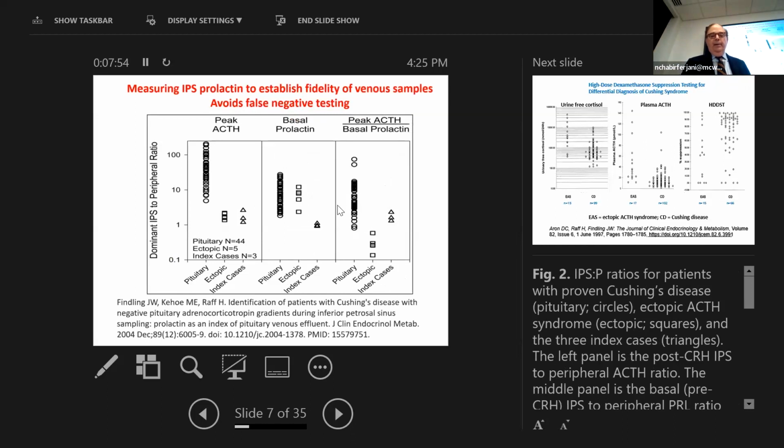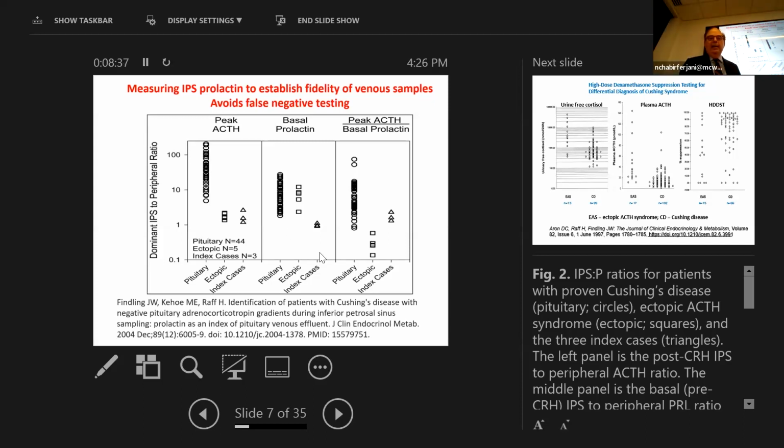And then by the early 2000s, people were reporting false negative testing with this procedure. This came from Brooke Swearingen and Beverly Biller and the group at the Massachusetts General Hospital. And we realized in retrospect that we had a couple patients that did not have a dominant IPS to peripheral ratio consistent with pituitary, but ended up having pituitary tumors. And then we, and Hershel can probably elaborate on this more than I can, we had saved all the plasma samples, all these peripheral and petrosal sinus samplings that we'd done. He had them in his freezer.